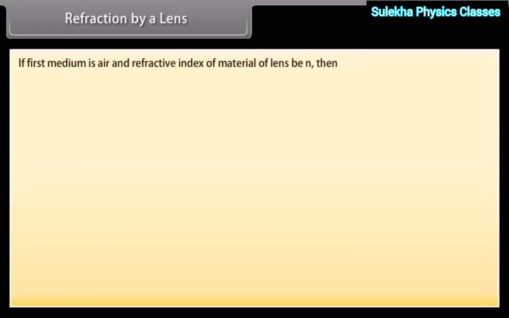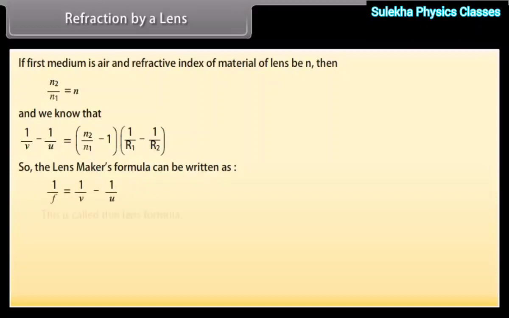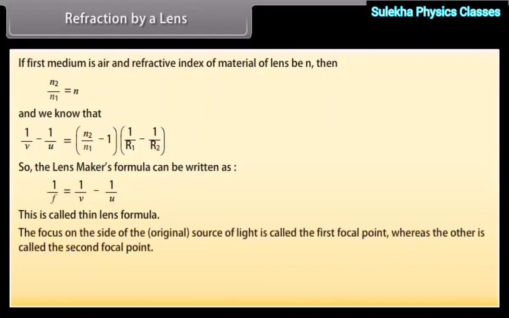If the first medium is air and refractive index of material of lens be n, then n2 upon n1 is equal to n. And we know that. So the lens maker's formula can be written as shown. This is called thin lens formula. The focus on the side of the source of light is called the first focal point, whereas the other is called the second focal point.